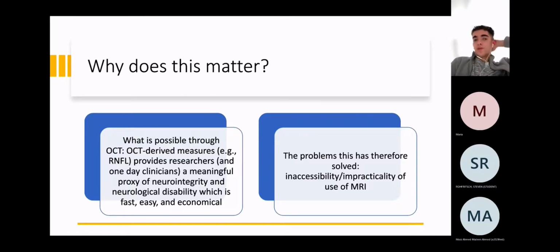So who cares, right? What's the big whoop? What is now possible using OCT is that many researchers and maybe one day clinicians are given a meaningful proxy of neural integrity and neurological disability, which is fast, easy, and inexpensive to use. And importantly, of course, this is solving the problem of inaccessibility and impracticality of using MRI.